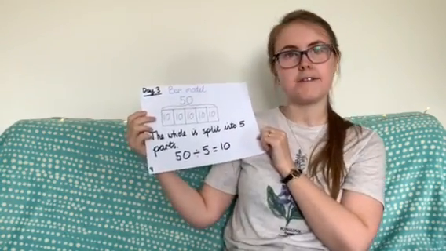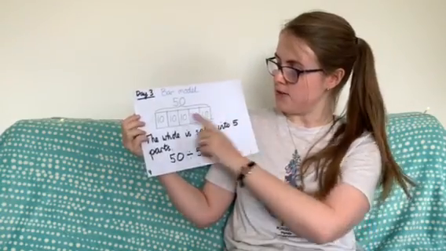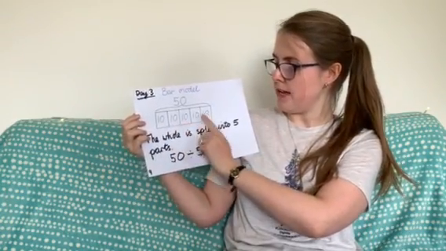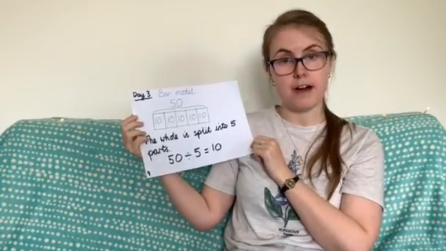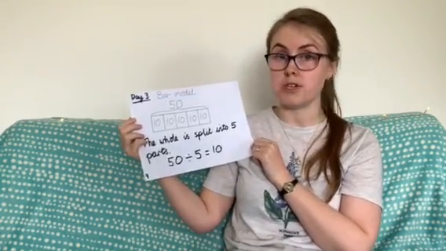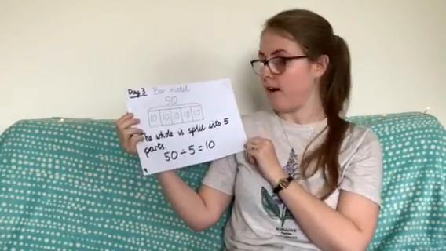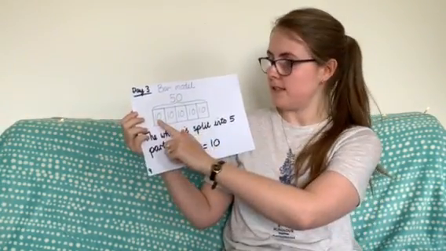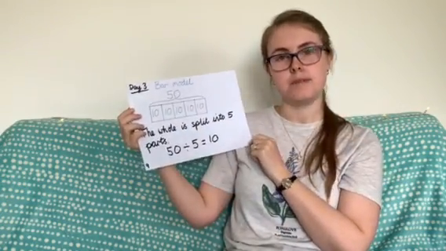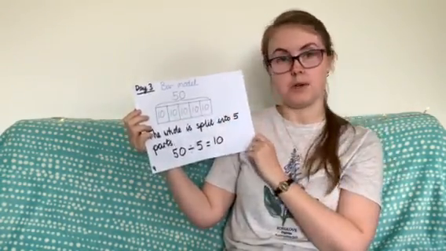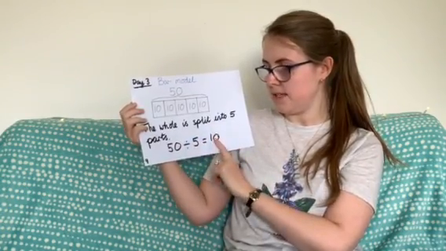Okay, and I've split my bar, or my number 50, into 5 parts. You can see 1, 2, 3, 4, 5 parts. Now we know from our 5 times table and counting up in our 5s, which I know you are all fabulous at, that there are 10 groups of 5 in the number 50. So inside each of my equal parts, I've written the number 10. So my division number sentence for this bar model would be 50 divided by 5 equals 10.